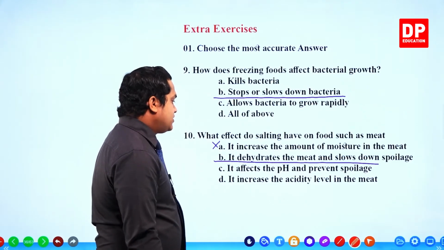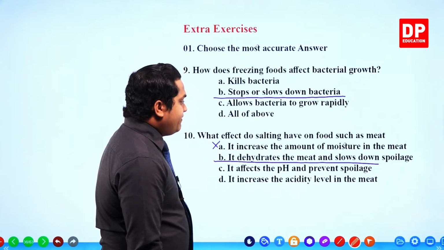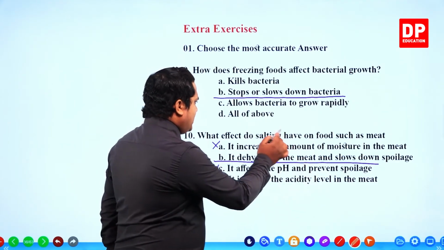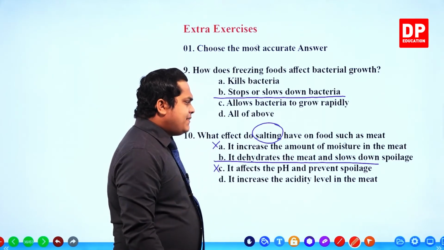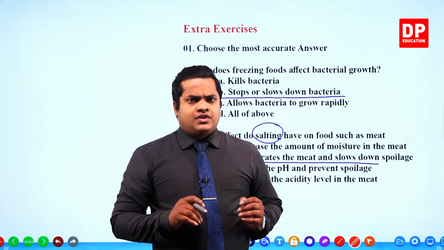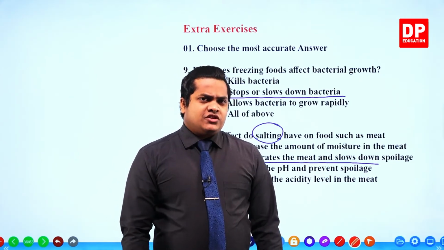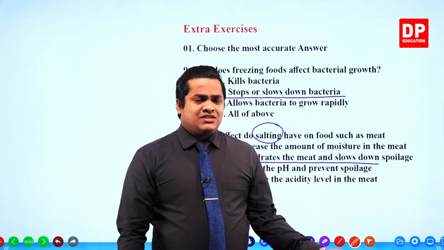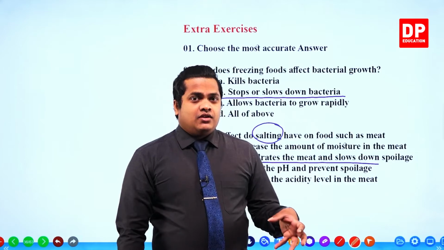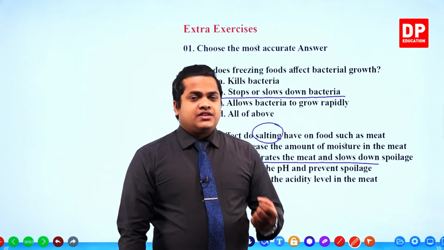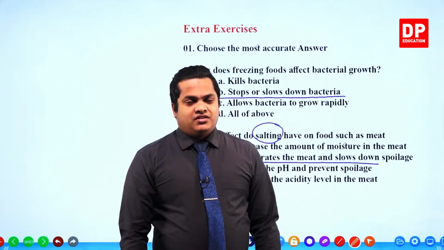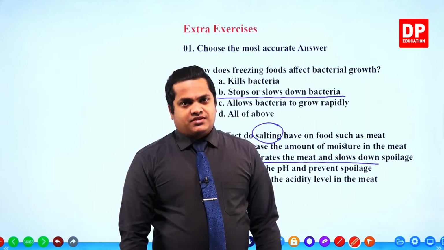We'll see the third one also. It affects the pH and prevents spoilage. Once again incorrect. You know that salt is a chemical substance. Does that mean the pH value should also change? No, absolutely not. In order to change the pH value, it should be a basic substance or else an acidic substance. You know that common salt, or sodium chloride, is a neutral substance. So the pH value is never changed here.